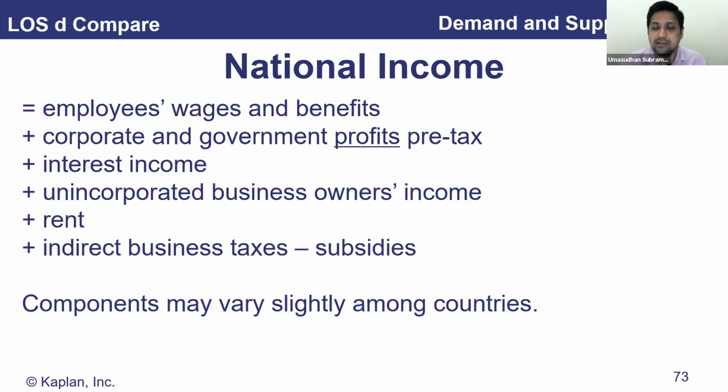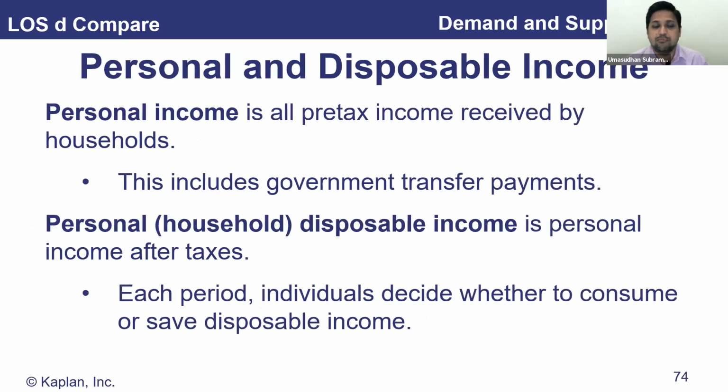It is basically C plus I plus G plus X minus M. That's what we looked at yesterday, right? So we'll go into more detail. You should be able to understand the meaning of personal income and disposable income.